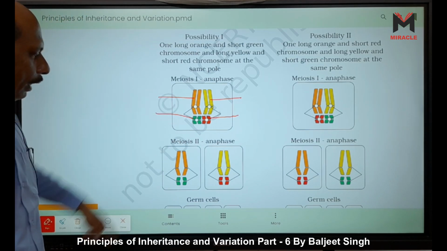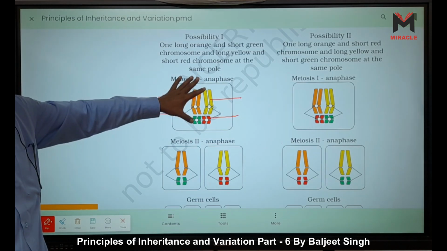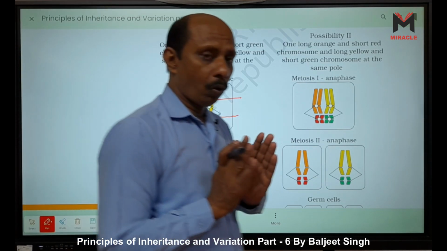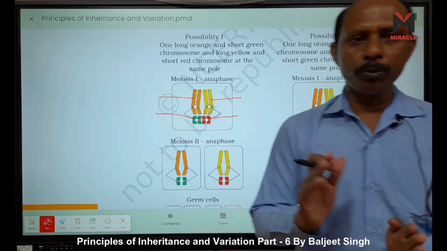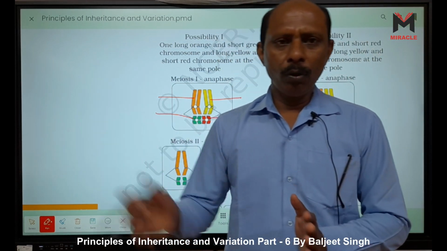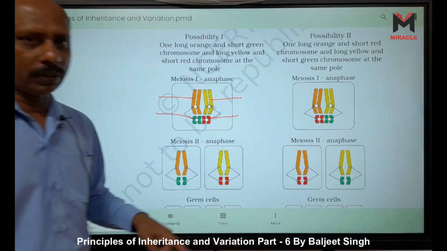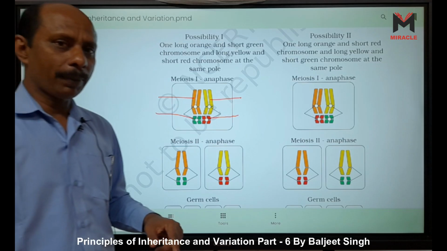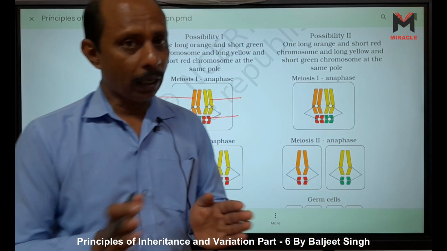Okay, when they segregate in meiosis first anaphase, what happens? The number of chromosomes is reduced, meaning 23 chromosomes move to one pole and 23 chromosomes move to the other pole, right? In anaphase second, what happens is that the chromatin threads get separated. The kinetochore gets separated.